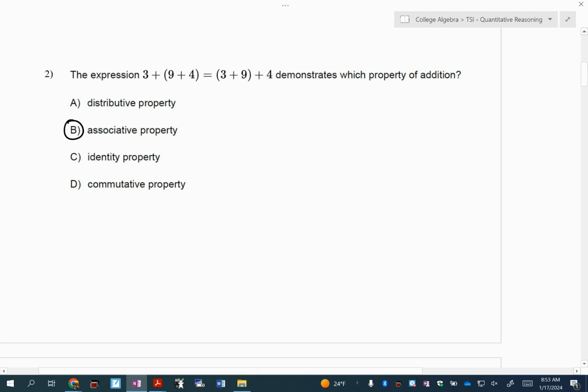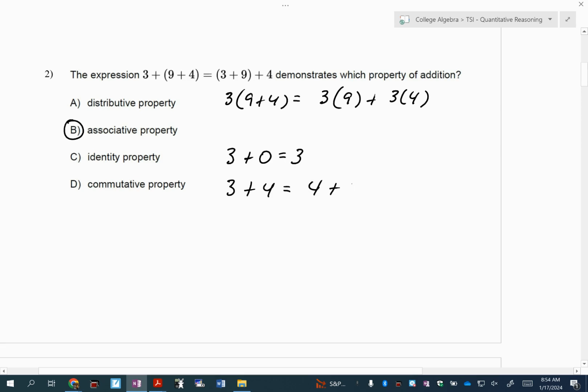Let me give you an example of the distributive property. If you had 3 times 9 plus 4, the distributive property would be 3 times 9 plus 3 times 4. The identity property for addition would be like 3 plus 0 equals 3. You're not changing the identity. And the commutative property would be like 3 plus 4 equals 4 plus 3. So the order changes, but the value does not. So that's why number 2 is the associative property.